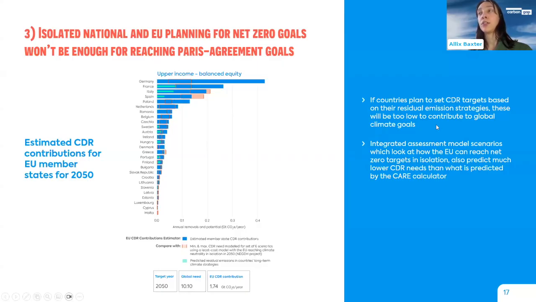So if countries plan to set their CDR targets based on what their predicted residual emissions will be, we can see that these are much lower than what is estimated by the CDR calculator. So they're not going to be high enough to contribute to these global goals.